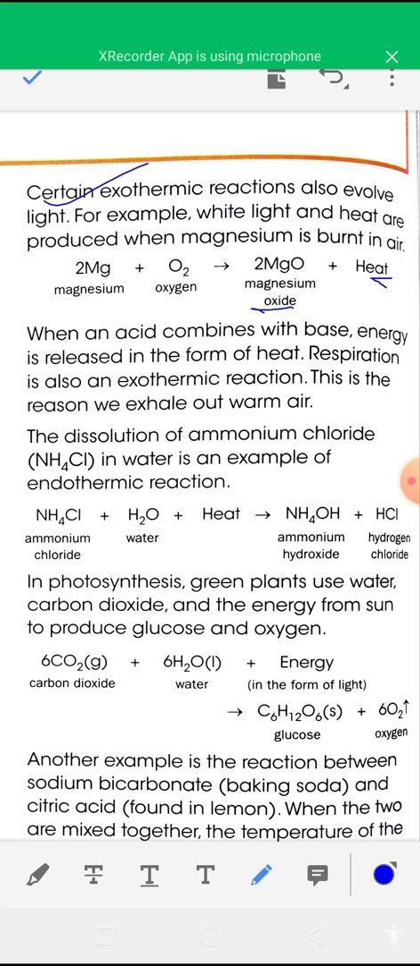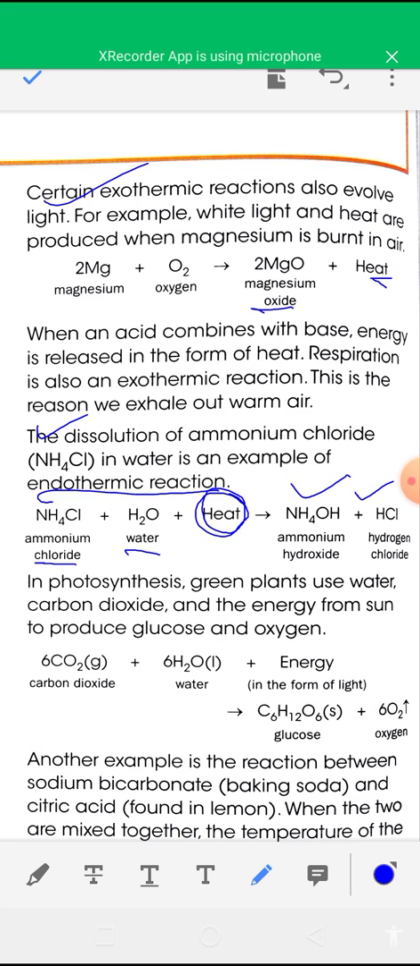And dissolution of ammonium chloride in water is an example of endothermic reaction. Endothermic reaction means heat is absorbed in this reaction. When ammonium chloride, that is NH4Cl, is dissolved in water, in this process heat is absorbed. So this reaction is an example of endothermic change. Ammonium chloride dissolved in water gives ammonium hydroxide and hydrogen chloride.